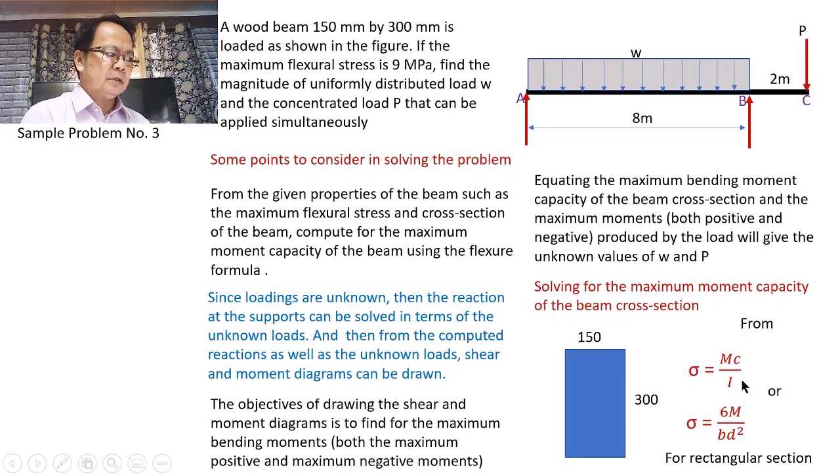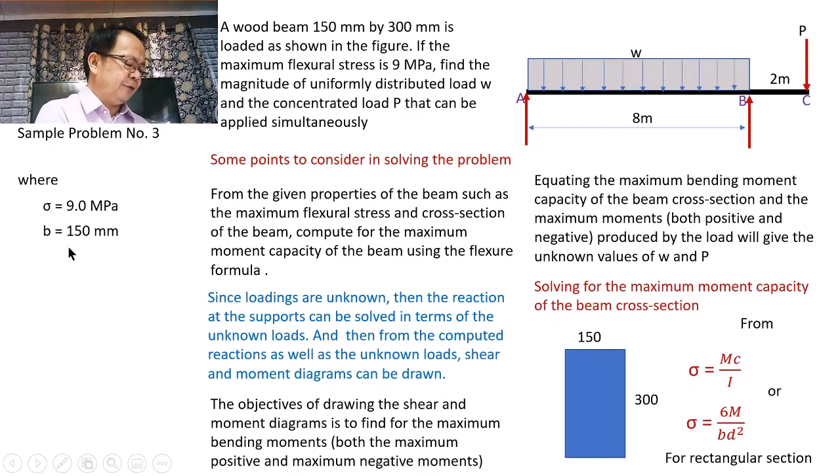That stress equal to K is equal to MC over I. Kaya solve na natin itong maximum moment capacity ng ating beam. So, yung ating given, yung maximum stress capacity ng beam ay given na 9 megapascal. Yung ating width ng beam is also given, 150. Yung depth niya is also given, 300. Kaya from here, we can compute.